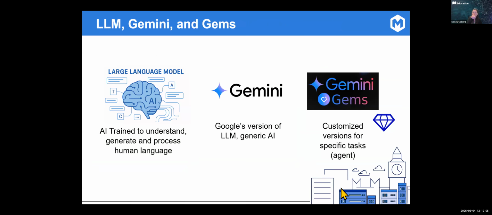So I'm going to do some quick definitions here, just in case, as we go through and talk about what we did, some of the words you might hear. LLM, large language model. I'm sure a lot of you have heard of that before, but that's basically AI trained to understand and generate human language. That would be the Claudes, the ChatGPTs, the Copilots, and also Gemini. Gemini is basically Google's version of an LLM. So when you hear us say Gemini, just think Google's LLM.